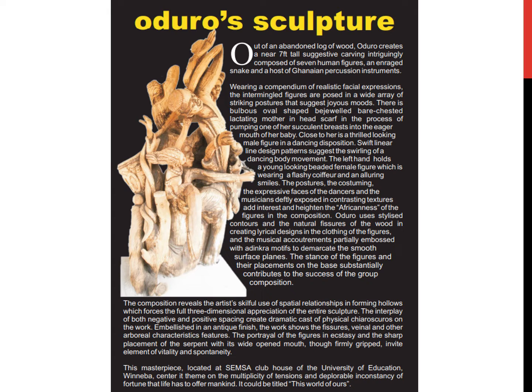Swift linear design patterns suggest the swelling of a dancing body movement. The left hand holds a young-looking bearded female figure, which is wearing a flashy coiffure and an alluring smile. The postures, the costuming, the expressive faces of the dancers and the musicians, deftly exposed in contrasting textures, add interest and heighten the Africanness of the figures in the composition.